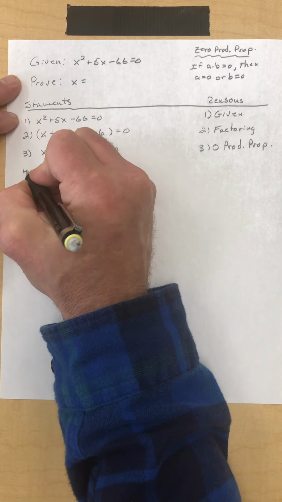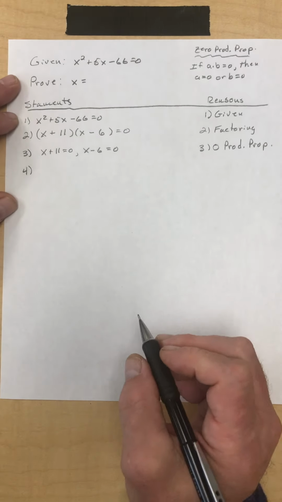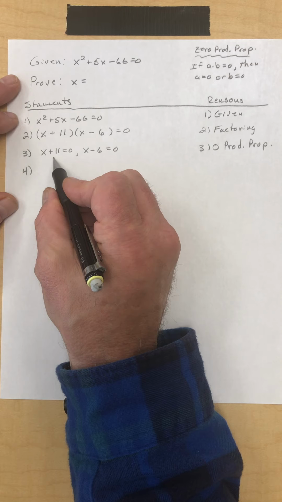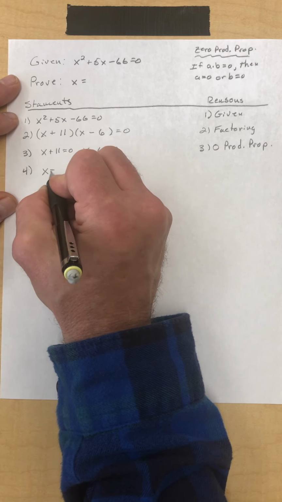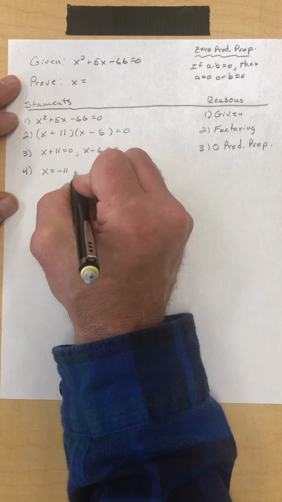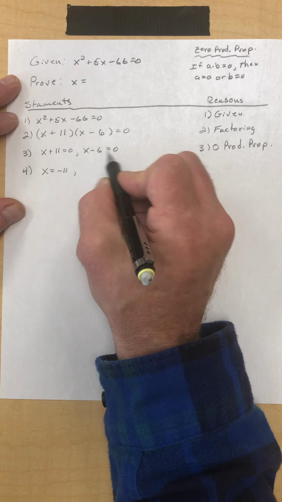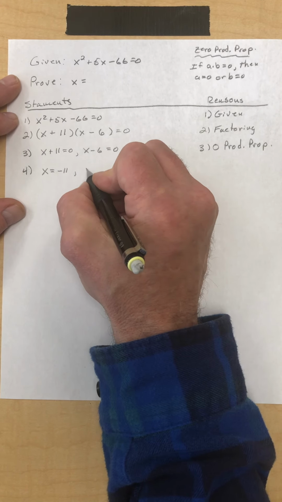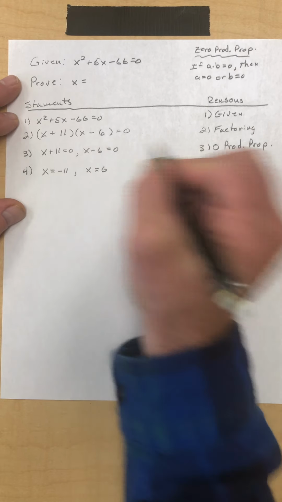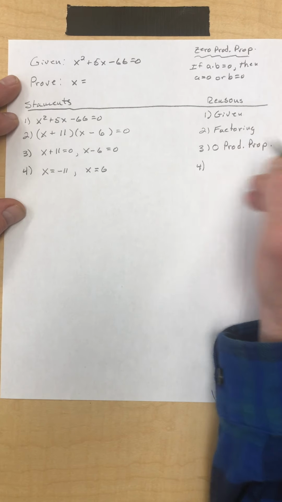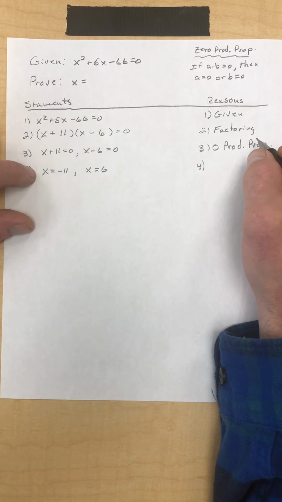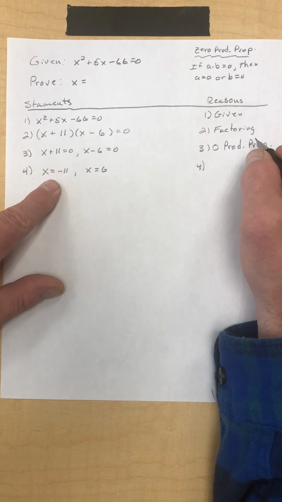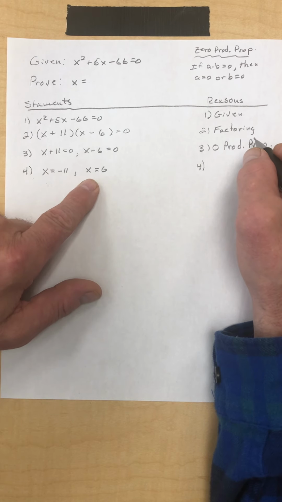What do we have to do here? I would subtract 11 from both sides to solve this one, so I would get x equals negative 11. And in this one, I would add 6 to both sides, so we get x equals 6. You say, I actually used two different properties there. Yes, you did. You used the subtraction property of equality to get x equals negative 11, and you used the addition property of equality to get x equals 6.